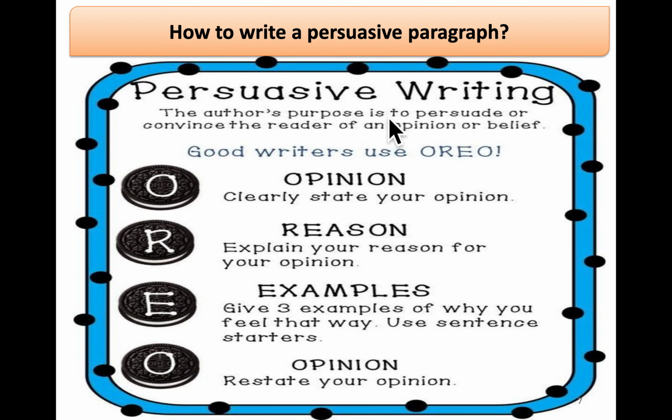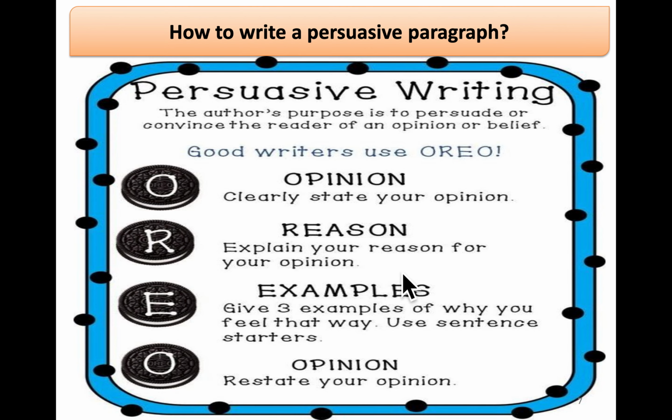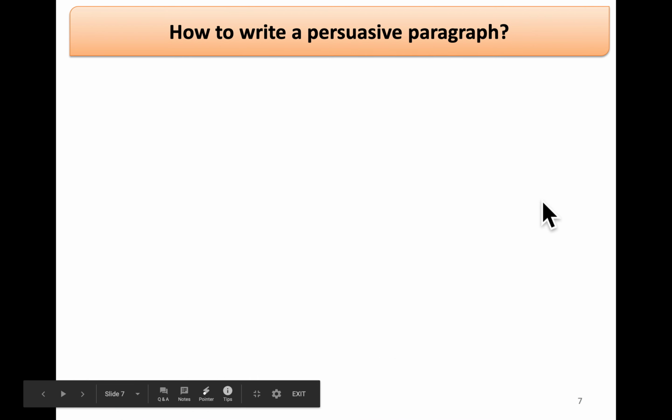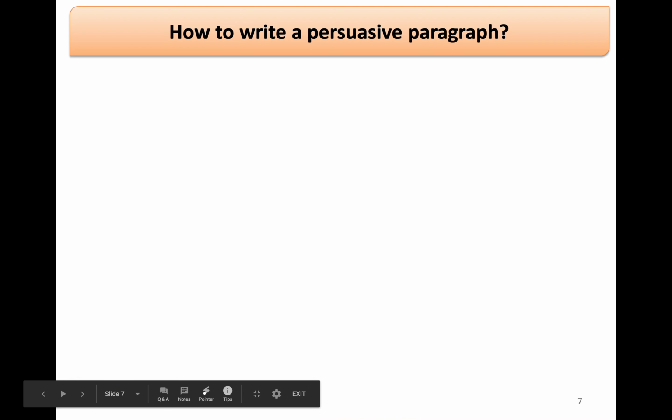This is a review. Let's go over our OREO breakdown. O is for opinion. Clearly state your opinion. R is for reason. Explain your reason for your opinion. E is for examples or explanation. Give 3 examples of why you feel that way. Use sentence starters. Remember, your sentence starters are over here on the slide. We have some sentence starters, all right?